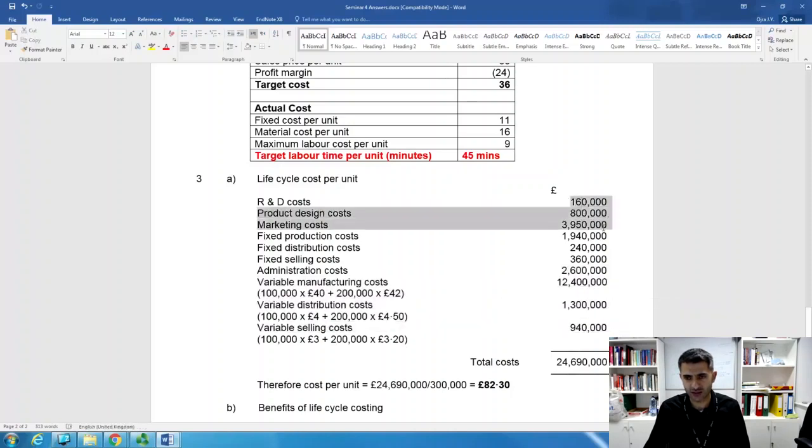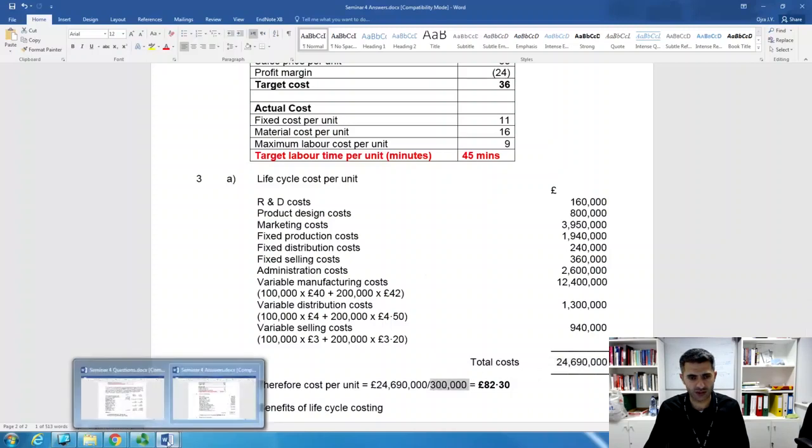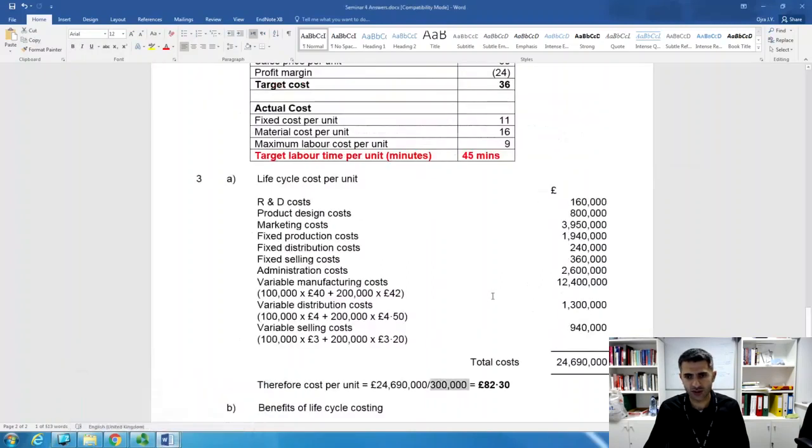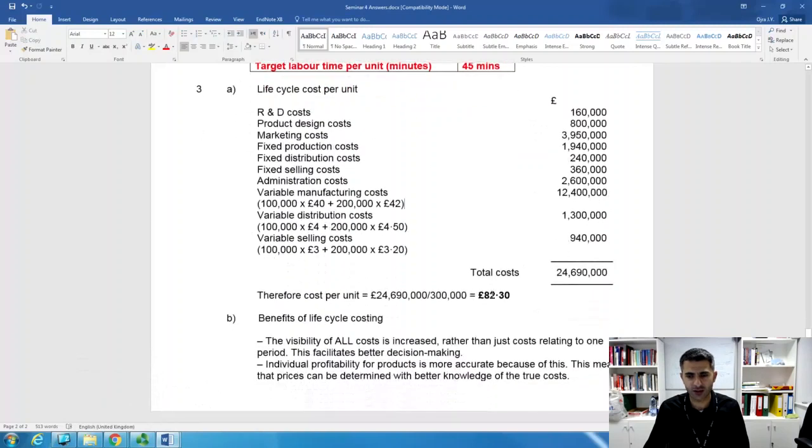Once you add them all together, you should find the total cost is 24,690,000. And if you divide it by the number of units, which is 300,000 units, why 300,000? Because in the question, 100 and 200, that's 300,000 units. So you should find that the cost per unit equals £82.30.